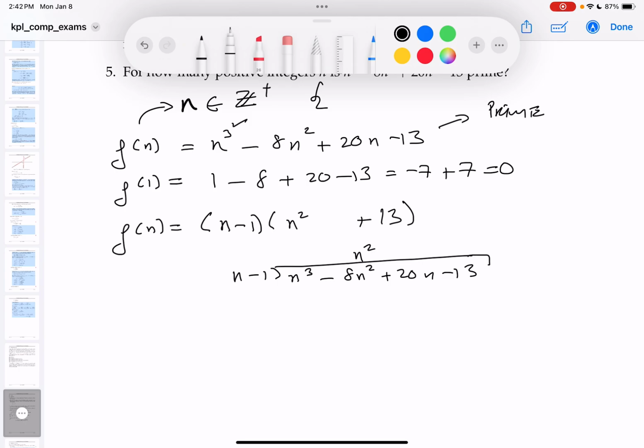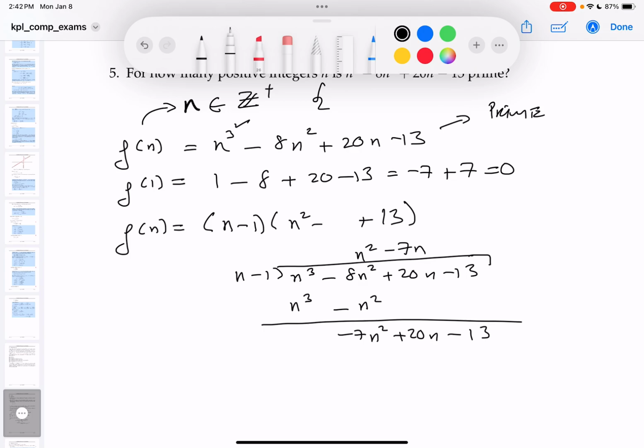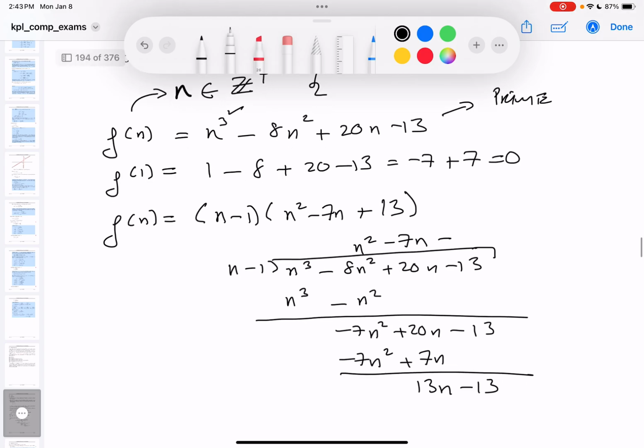Well, let's take a look. N squared, I was expecting that, right? N cubed minus n squared, subtract, minus 7n squared plus 20n minus 13. The other expectation is that the remainder is going to be 0. And if it's not, I know I made a mistake somewhere. Minus 7n. I know this is minus 7n now. Let's keep going. Minus 7n squared, and then you're going to get plus 7n. Subtract, you get 13n minus 13. That's going to be plus 13. As expected, by the way. I was expecting that remainder 0.